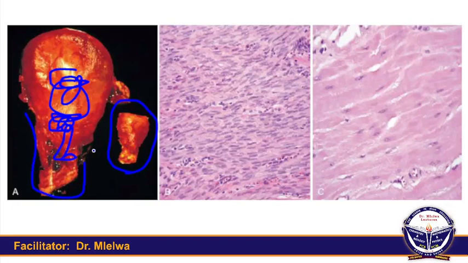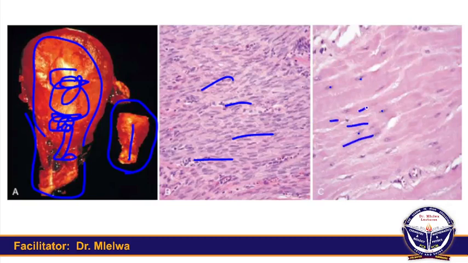So huu ndio uterus yakiwa kawaida, na seli zake zinaonekana hivi katika histology. You can observe these cells, they are just normal, unaona. Lakini histology of the hypertrophied uterus inaonekana hivi. You can observe the nucleus zinaonekana kidogo sana, cytoplasm ni kubwa. Hii ndio nucleus, lakini cytoplasm ni kubwa sana, unaona. Kwa nini? Kwa sababu hii cell imeundergo hypertrophy.